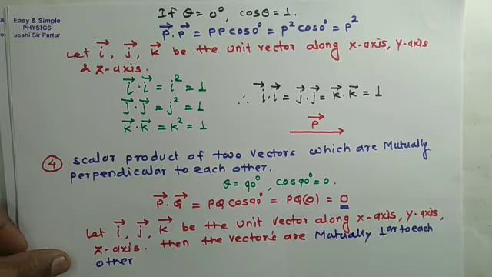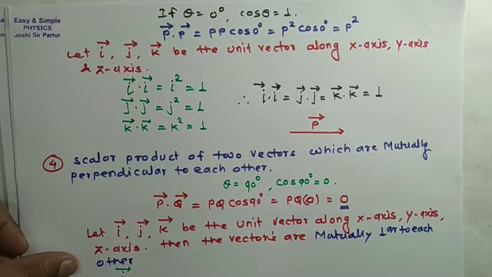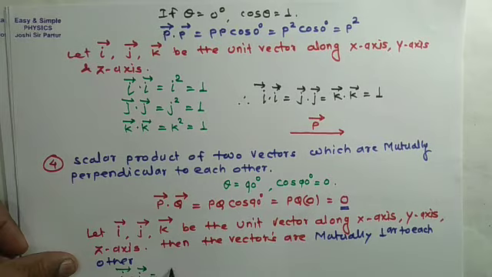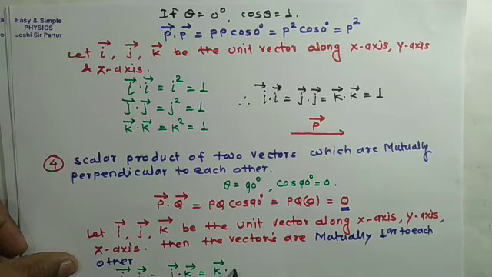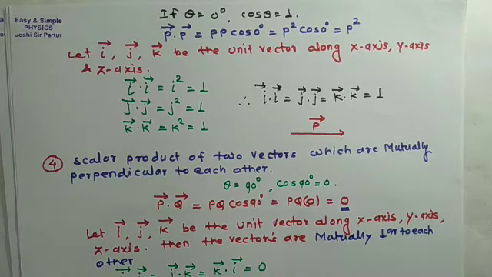Then we say that vector i dot vector j is equal to vector j dot vector k is equal to vector k dot vector i will be 0 because they are mutually perpendicular to each other, or vector j dot vector i equal to vector k dot vector j equal to vector i dot vector k will be 0. That will be the fourth characteristic for scalar product.